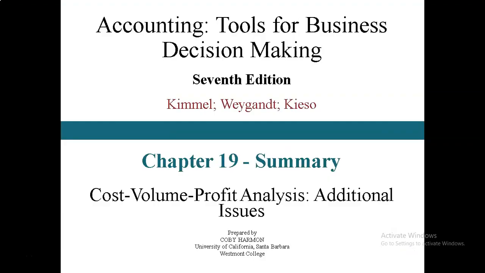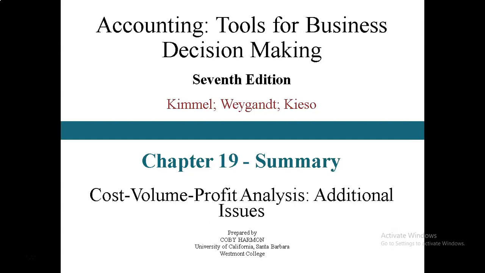In Chapter 19, we'll be going over three different separate topics. We'll go over multi-product break-even. So what that means is what happens if you have more than one product. Let's say that I'm a business and I make two different products. How do you figure out break-even if you make two different products, and each product has a different selling price and a different variable cost?